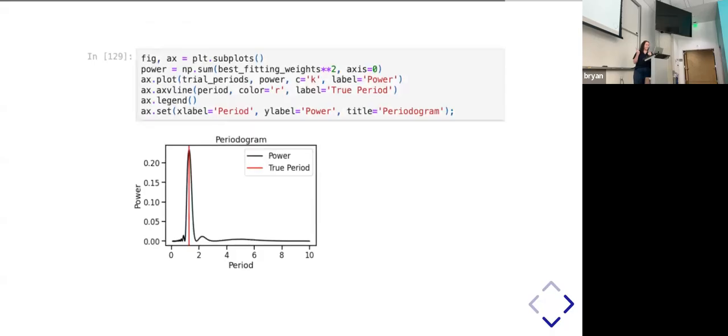There's that periodogram. What is the power as a function of period? And there's the true period. Great, we found it. Just literally iterated over all of the different periods that we can have. And our linear model has made it so that we can very quickly find the correct amplitude and the correct phase for the best fitting data.